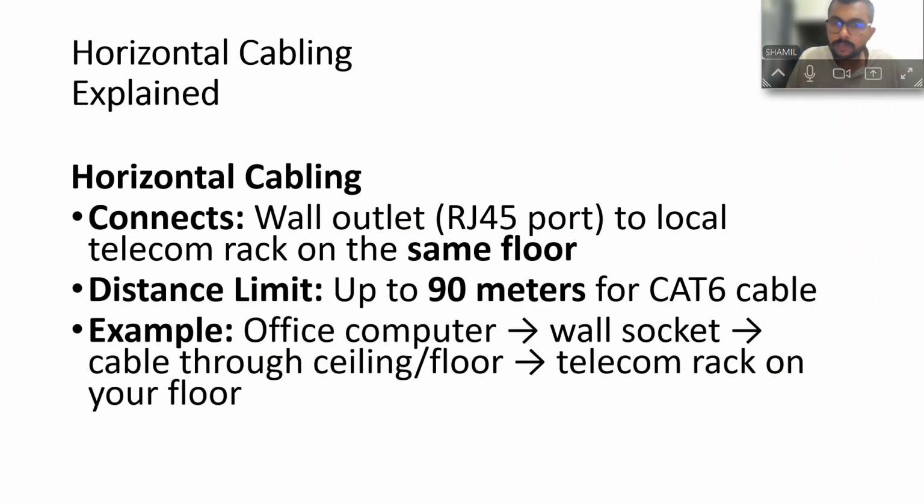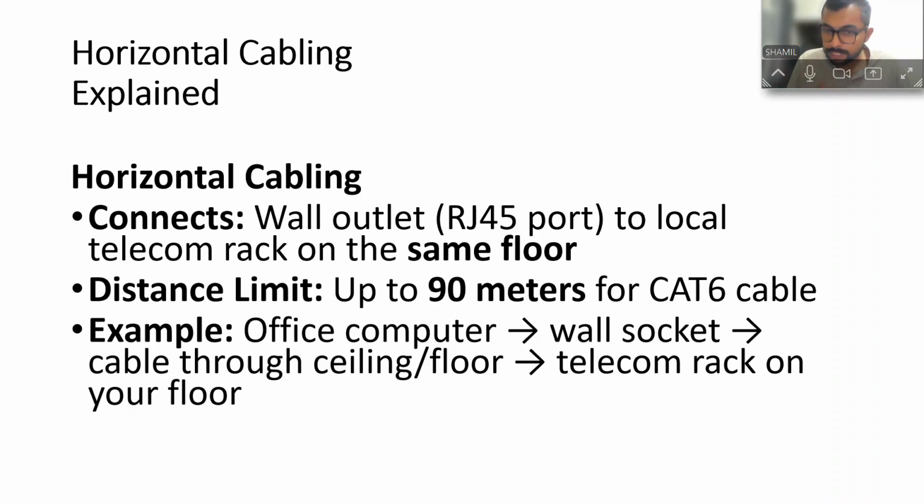Now, in horizontal cabling, you are connecting from the wall outlet, like what I explained, to the telecom rack on the same floor. The distance limit for this type of cabling will be 90 meters, because the type of cabling that we are going to use is Cat6 cable for horizontal cabling, and the distance limit is up to 90 meters. That is normally what you use.